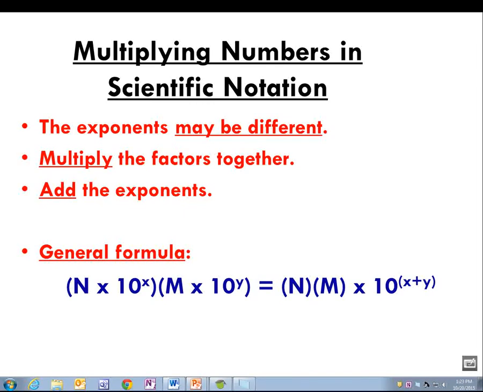Okay, the constant. What stays constant in this one? N is always going to be N. M is going to be M. It's just a constant.